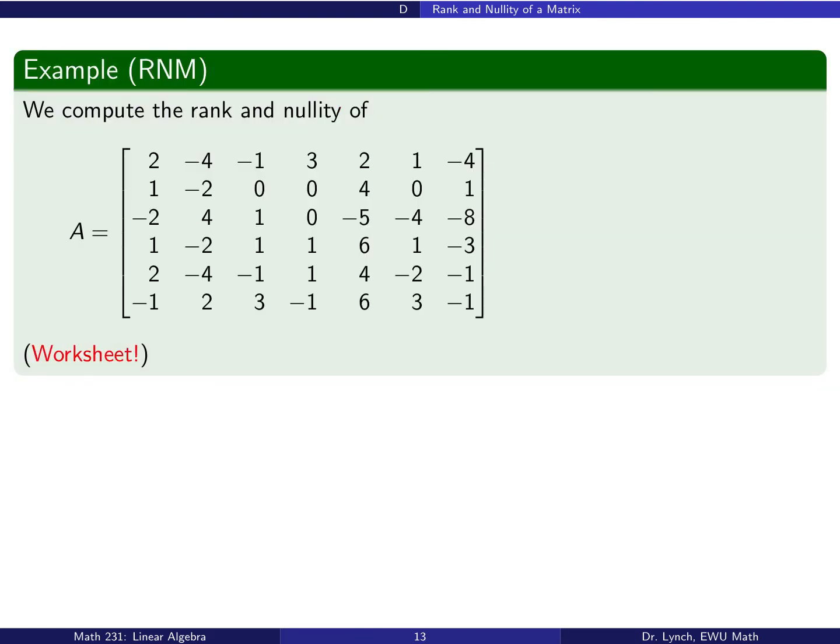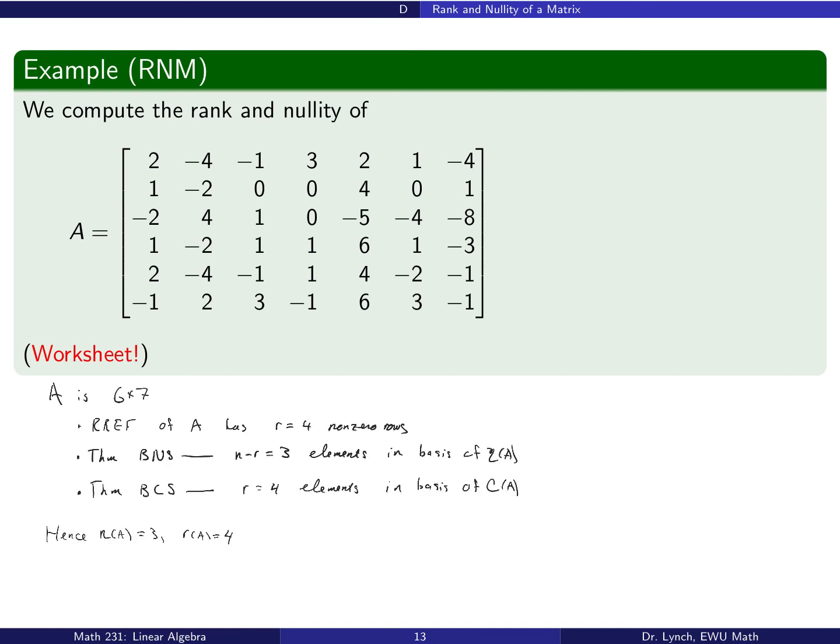Okay, so I'll have you work out the rank and nullity of this 6 by 7 matrix on the worksheet. Go ahead and use some software to do that, but here's what you should find. The reduced row echelon form of A has 4 non-zero rows. Theorem BNS tells us that there are n minus r, in this case equal to 3, elements in the basis of the null space.